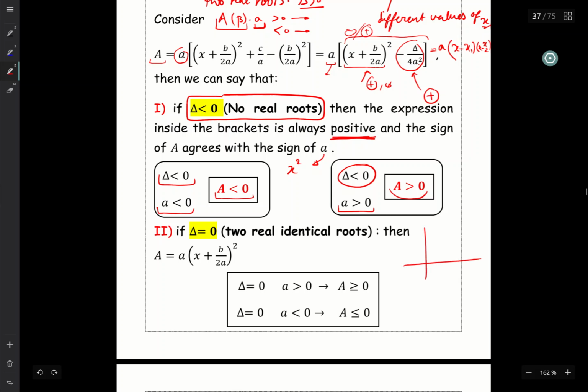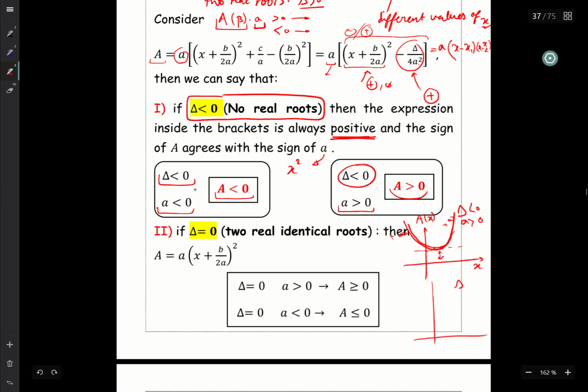Now, graphically speaking, if we have x and A of x, and delta is negative and a is positive, we have a situation like this. Our function A of x never crosses the horizontal axis because it doesn't have any real roots. And at very large values of x, A is the same as a x squared, so it should go to plus infinity.